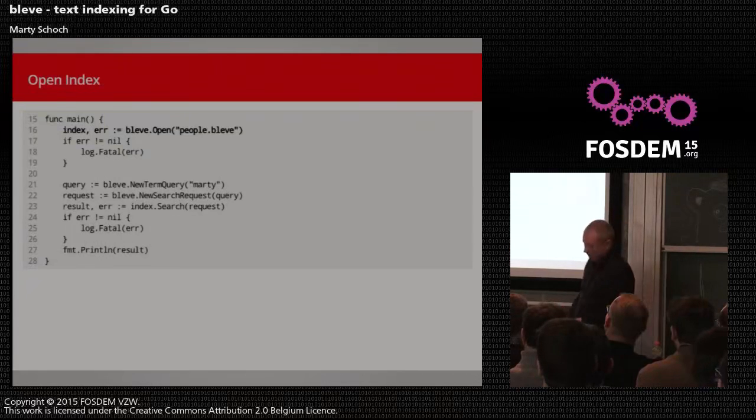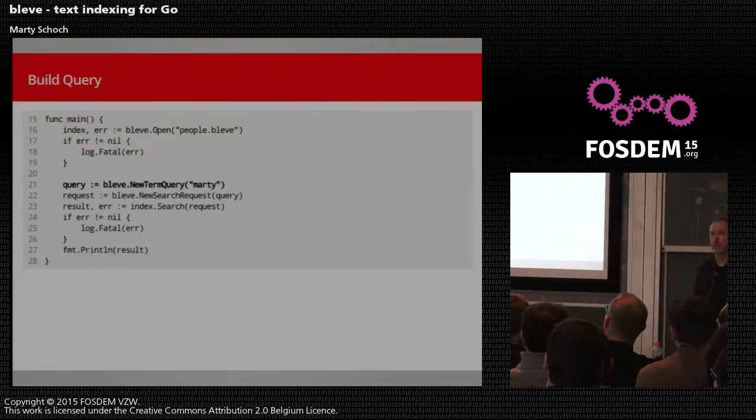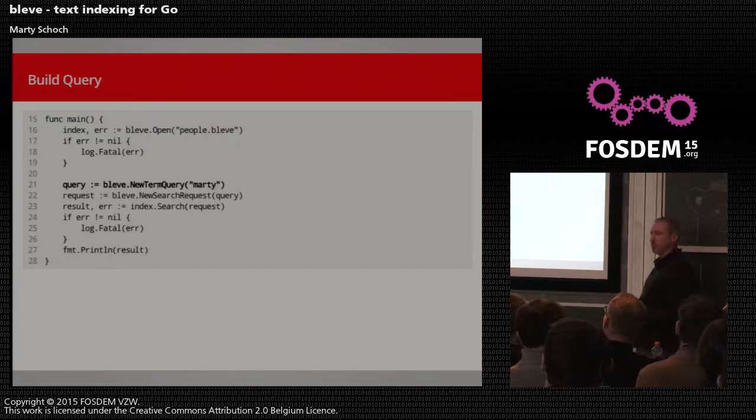And proceeding on to line 21, here I'm creating a query object. This is the simplest kind of query possible. It's called a term query. The term query doesn't do anything fancy. It looks for an exact match of the term you specify in the index. It's a lot of times not very useful on its own, but it's the simplest one to demonstrate here.